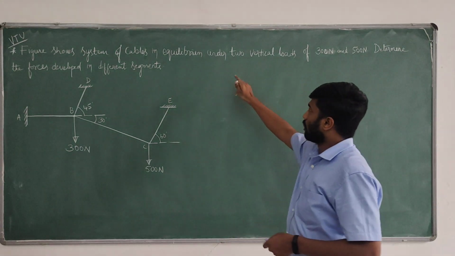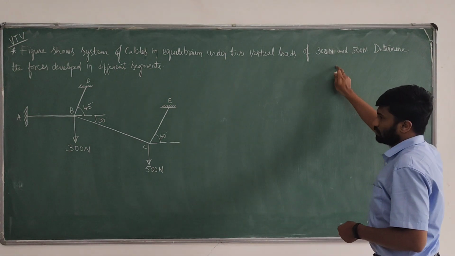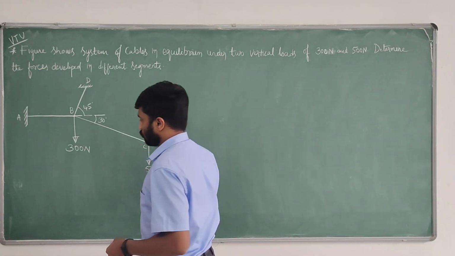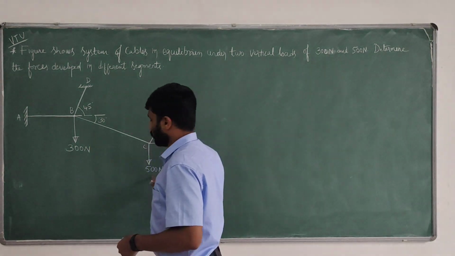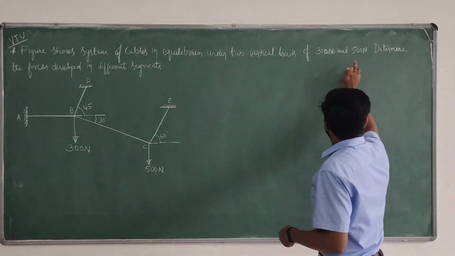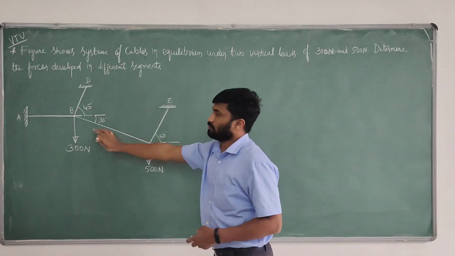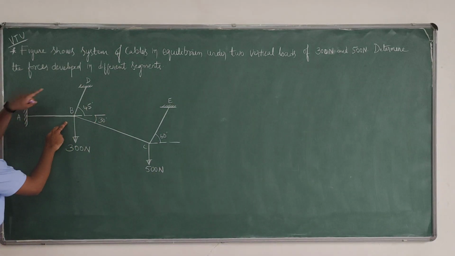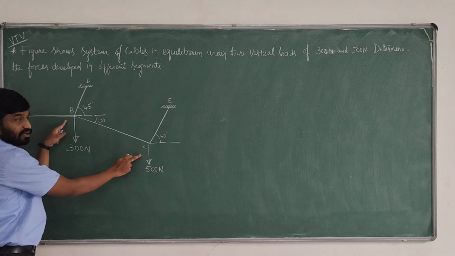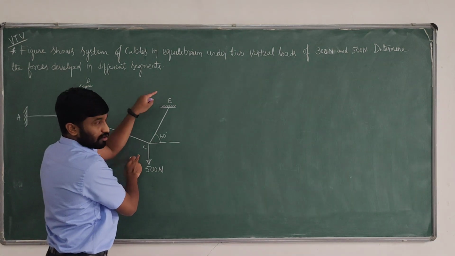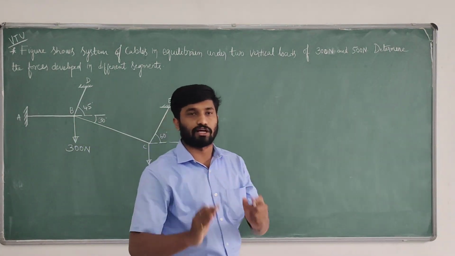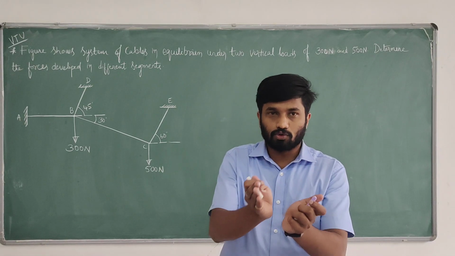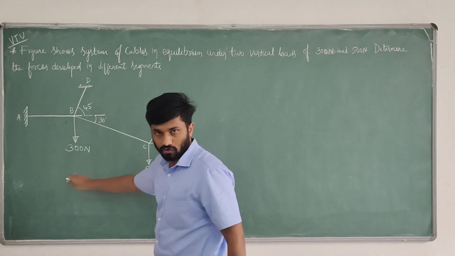Cables in equilibrium under two vertical loads of 300 Newton and 500 Newton. So there are two vertical loads in a system of string, one is 300 Newton, another one is 500 Newton. Determine the forces developed in different segments. AB is one segment, BD is another segment, BC is one more segment, and CE is the last segment. We have to determine the forces developed in those segments because of these loads.